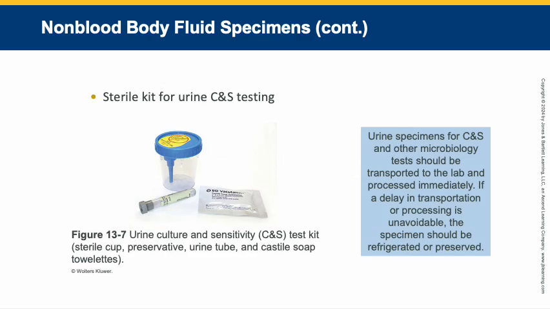Okay, this is a sterile kit for urine that's for culture and sensitivity testing. So the patient, in this particular case, can either void into the urine cup, or the urine can be collected if they have a catheter. But that sterile cup, the little tube you see there, does have a preservative in it. And so they're going to take part of the urine from that cup, put it in that tube, and that's going to be transported to the lab for the micro department for culture and sensitivity. So the specimen needs to either be refrigerated or preserved.